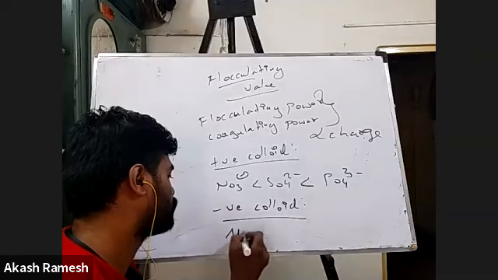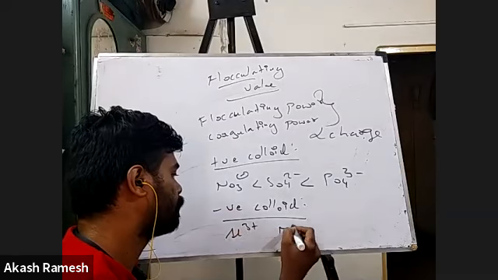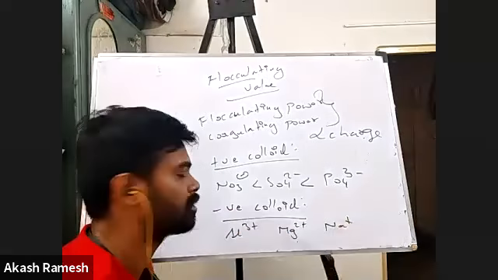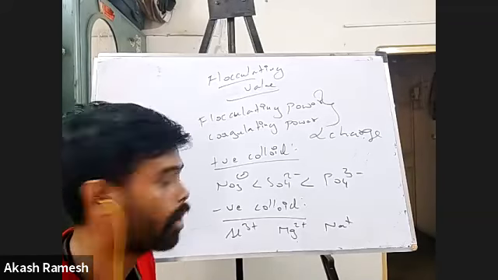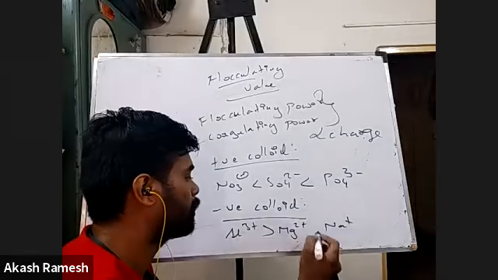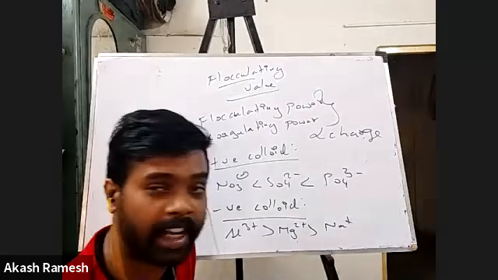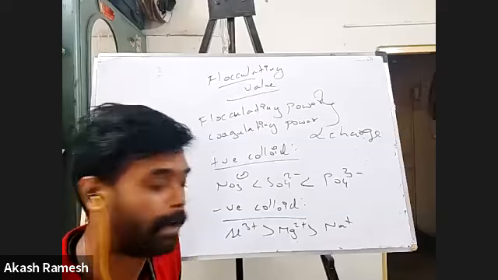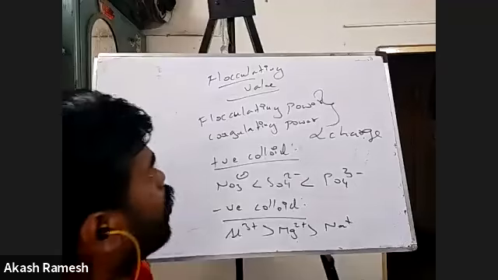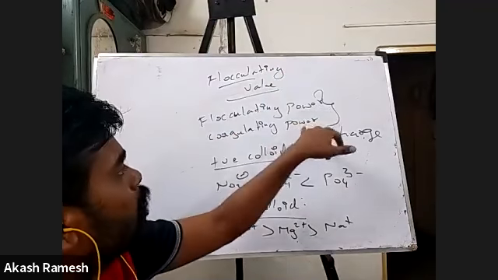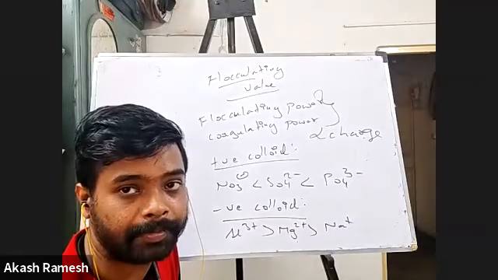Say if I have Al3+, Mg2+, and Na+, again same thing: the more the charge, the more the coagulating power. So Al3+ will have more coagulating power than Mg2+, and Mg2+ will have more coagulating power than Na+, right? And how do you compare flocculating value and flocculating power?